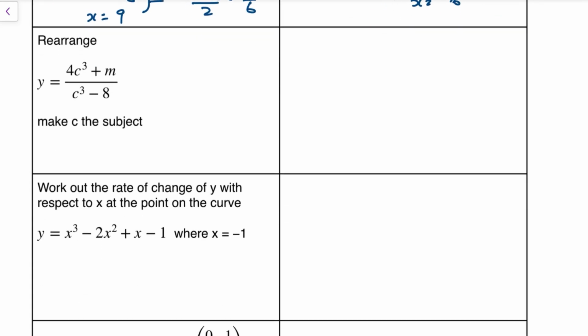Okay, so it says rearrange, and then it says make c the subject. Okay, there's not literally a set of steps to follow here, but there's kind of similar steps each time. So step 1, I'm going to multiply through by the denominator. And that's going to give me yc cubed minus 8 times y is equal to 4c cubed plus m.